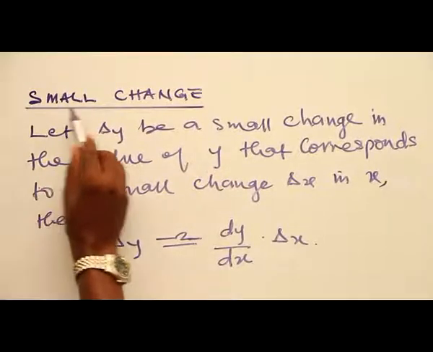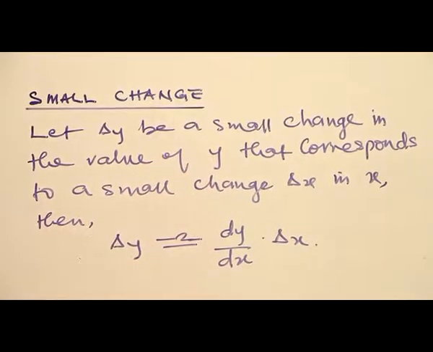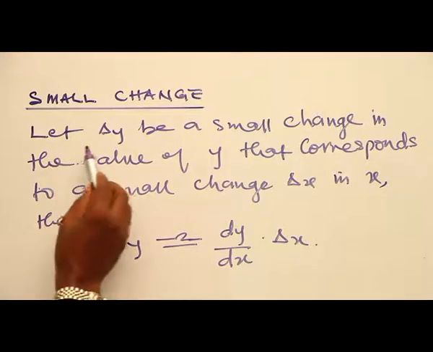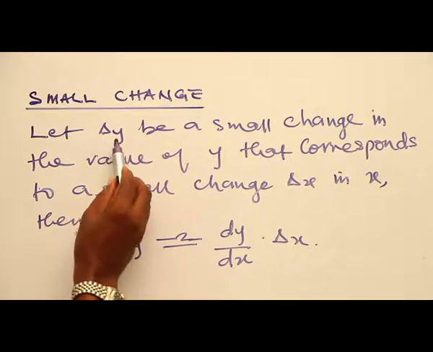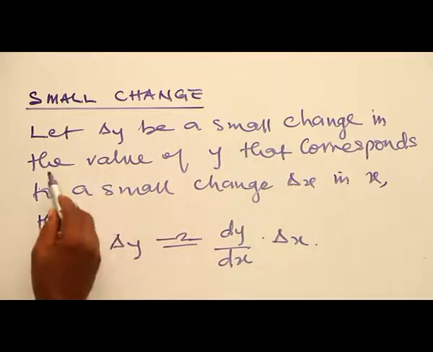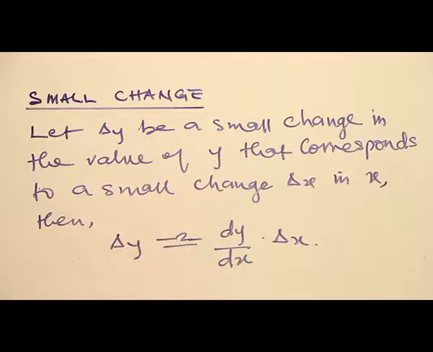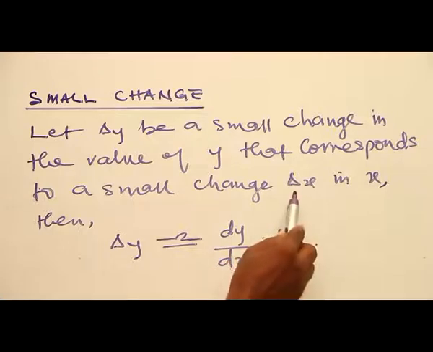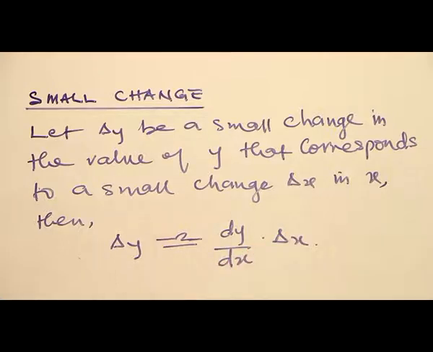Let us now look at small change. In terms of small change, we are looking at a delta y. This is pronounced delta y. So let delta y be a small change in the value of y that corresponds to a small change delta s in s. Then delta y is approximately equal to dy over ds times delta s.